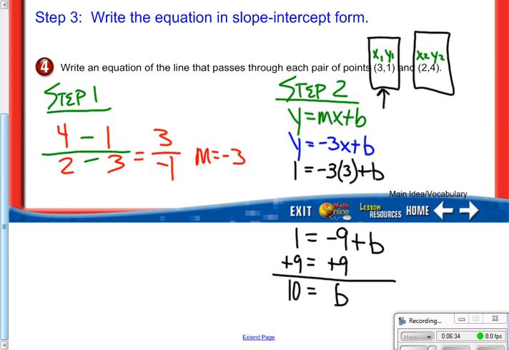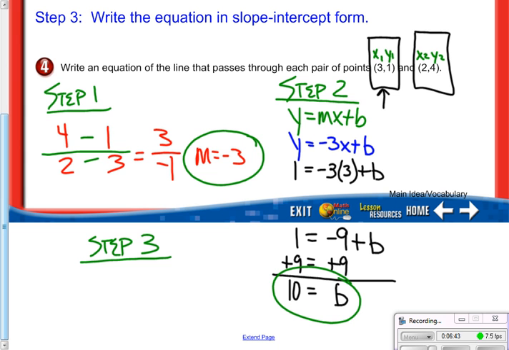Your last and final step is step 3, and that's basically put the puzzle together. Put your m and b together. Well, here's m. M is 3. B is 10. Write it in slope-intercept form. Sorry, this is negative 3, not 3. But in slope-intercept form, it would be y equals negative 3x plus 10.